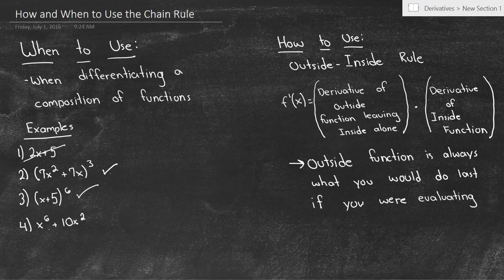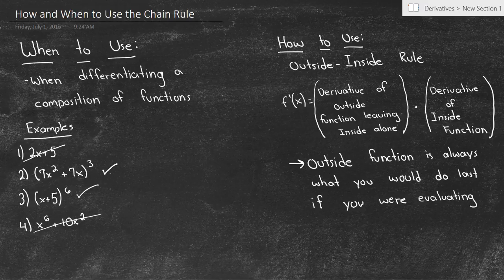And now let's take a look at this final one. We've got x to the 6th plus 10x squared. Does this take the chain rule? Well, let's think. Are we differentiating a composition of functions? No, we're just differentiating one. We could just use the power rule like normal and get 6x to the 5th plus 20x, and that would be it. This does not require the chain rule.